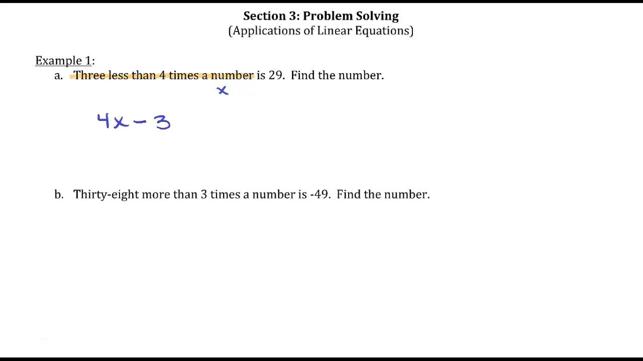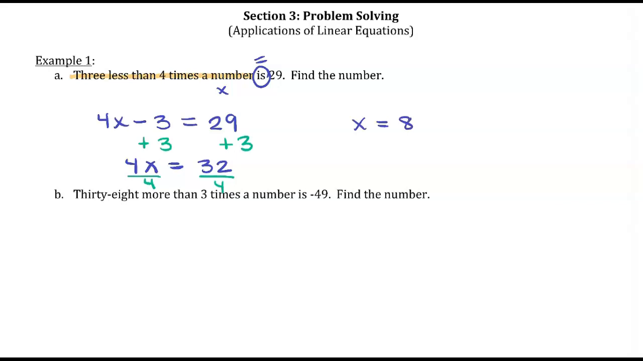When you see the word is, that's your clue for your equal sign. So we can now write equals 29. Now we're just left to solve for x. I'll first add the 3 to both sides of the equation. This leaves me with 4x equal to 32. Dividing both sides by 4, we are left with x equals 8. I'll let you plug that 8 back in to make sure that it works and also practice with part B.